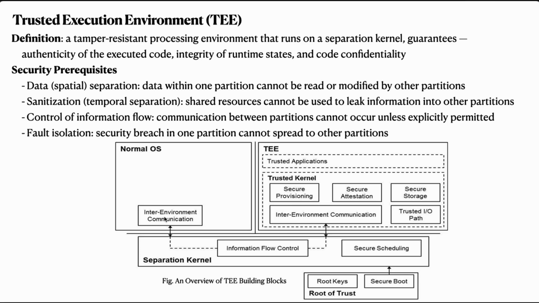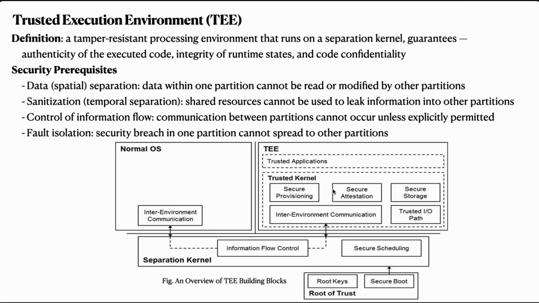Then we have inter-environment communication. It is an interface for communication between the TEE and the rest of the system, which should be reliable, have minimum overhead, and protect communication structures. It faces challenges like message overload attacks, data corruption, memory flaws, and unbound waits.